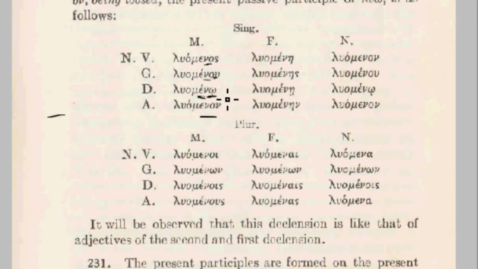otherwise no surprises. When we come to the feminine, it's luomene, luomenes, luomene, luomenane. And again, you'll notice these endings are standard first declension endings, and so no surprises here. When we get to the neuter, it's about the same as we found in the masculine, except the neuter has the omicron nu, so it's luomenon, luomenu, luomeno, luomenon. And that's, again, not the least bit surprising, and so these endings are fairly straightforward.